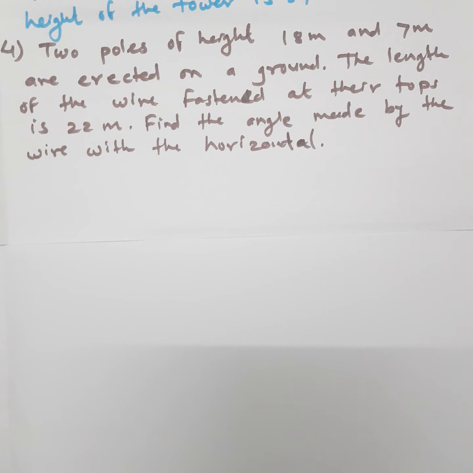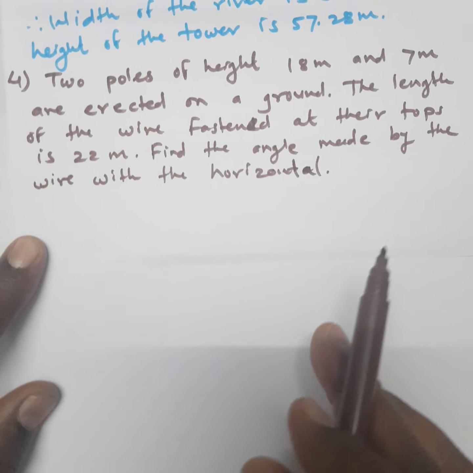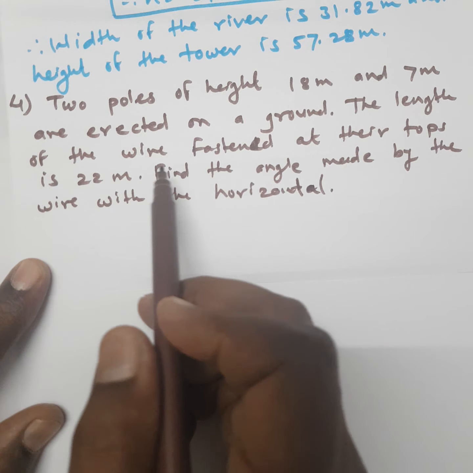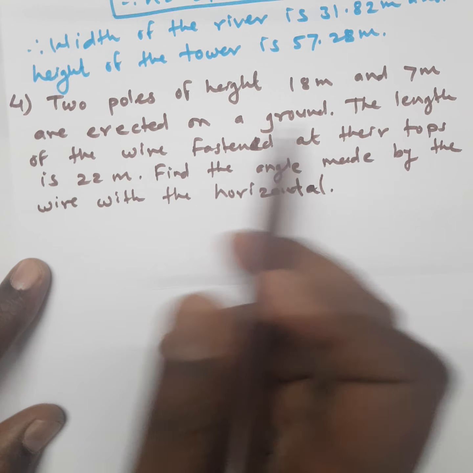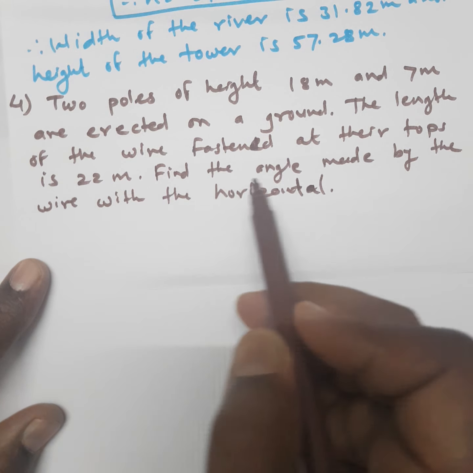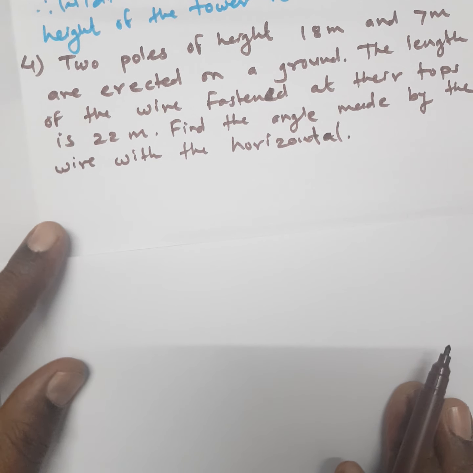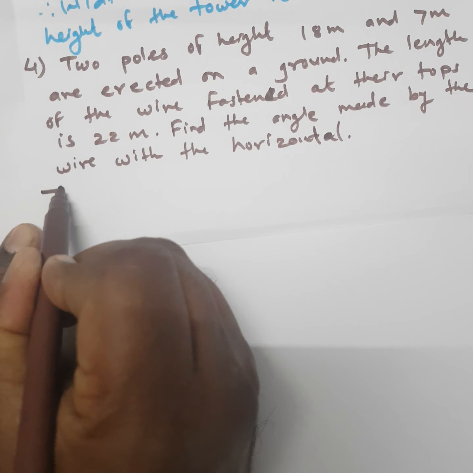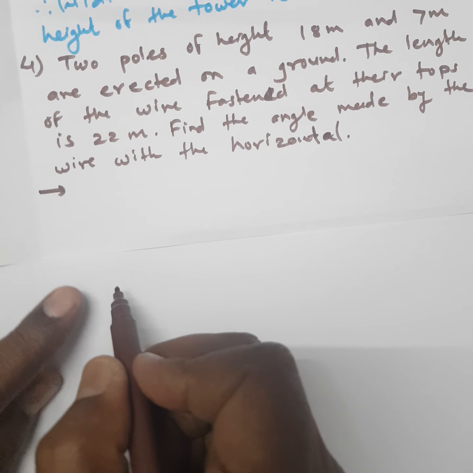Now we will see the fourth example from practice set 6.2. Two poles of height 18 meter and 7 meter are erected on the ground. The length of the wire fastened at their tops is 22 meter. Find the angle made by the wire with the horizontal. See here. First we will draw the figure here.